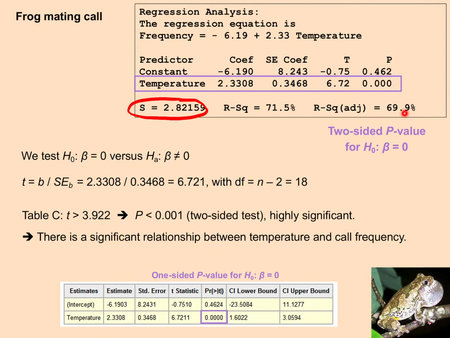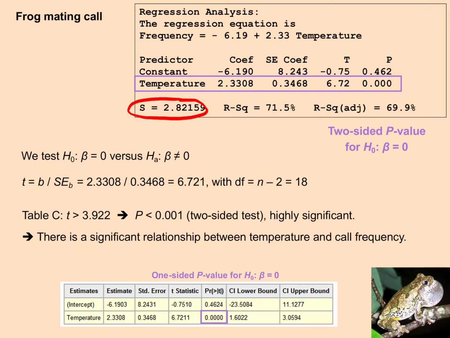We also see we have an r-squared adjusted of about 70%. That means that our x value variable, temperature in this case, explains about 70% of the variation in frog mating call frequency. So that's a pretty good predictive model there.